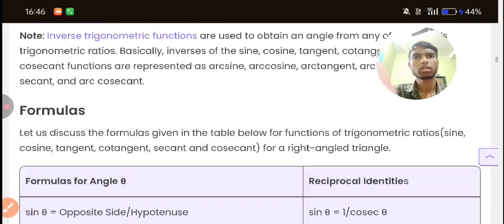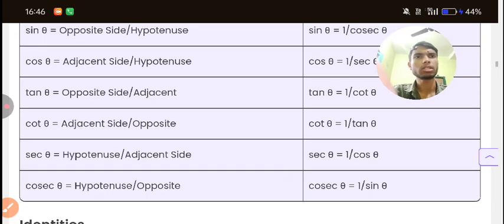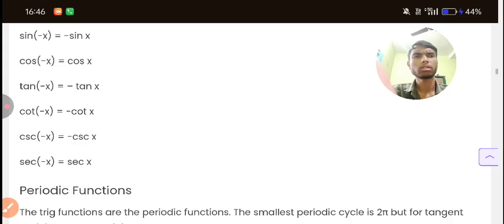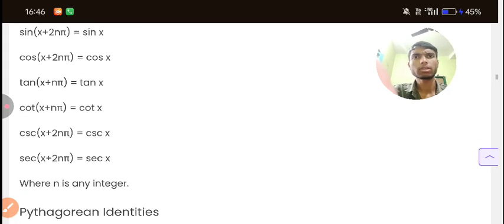Second, we have formulas. These are formulas that we have discussed, that we have seen in 10th class.